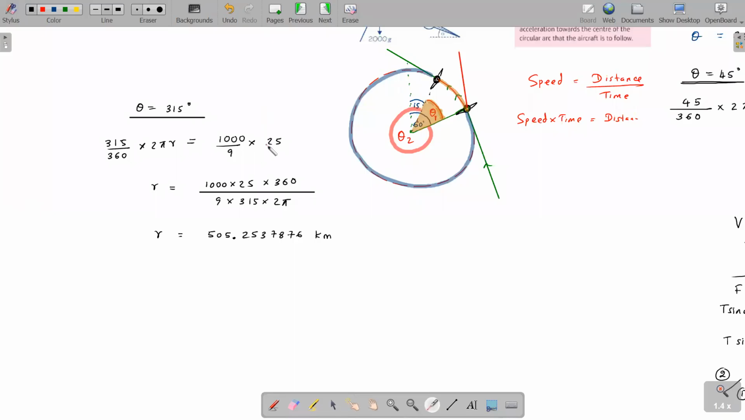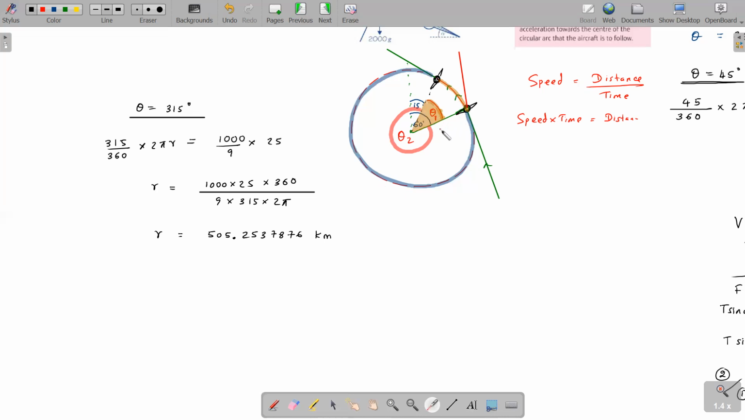All right, guys. So the other direction, when theta is 315 degrees, the angle over 360 times 2 pi r is equal to the distance the plane travels, which equals the speed multiplied by time. You can see it's the same time, right? Because we don't know the direction, it's the same time. Because the time is 25 seconds, when you make the radius the subject, I hope you can see the radius is now 505. So basically the radius is lower.